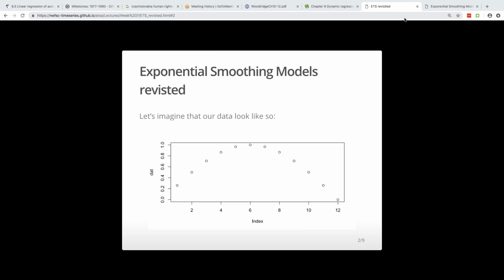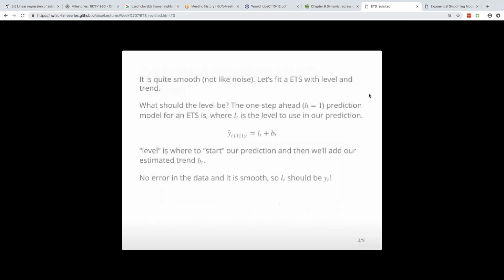I put that in quotes because when you hear level, or when I hear level, I think, oh, here's the level. In the context of these models, in a model with a level and a trend, it might be better to think of it as the starting place. And then you're going to add on the trend.